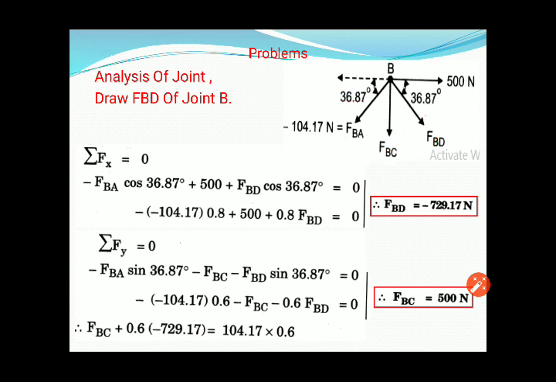Okay, go for summation Fx. So you will get an equation. So FBD, that is minus 729.17. Similarly, go for summation Fy of the vertical forces. So here also you get an equation where you get the value of FBC. Okay.